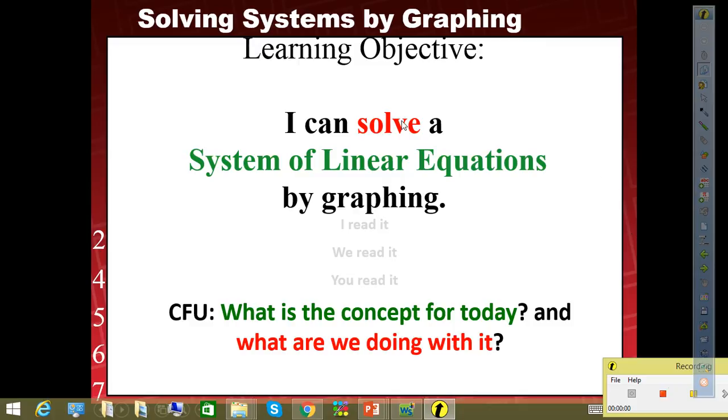Our objective for today: I can solve a system of linear equations by graphing. Let's read it together. 1, 2, 3. I can solve a system of linear equations by graphing. Let's read it again. 1, 2, 3.